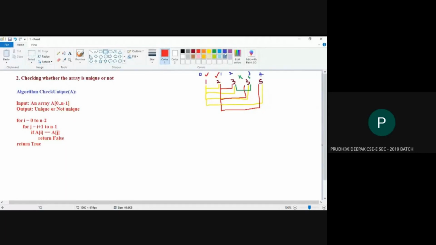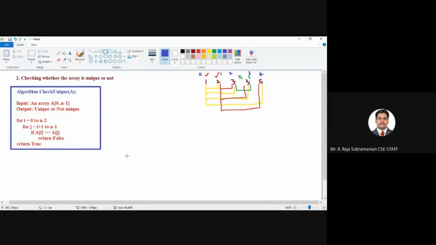Right? So far so good, the algorithm is. So now I'm having the algorithm. I want to go for the time complexity analysis. Now, how many for loops are there? Two. So how many summations will be there? Two summations will be there.